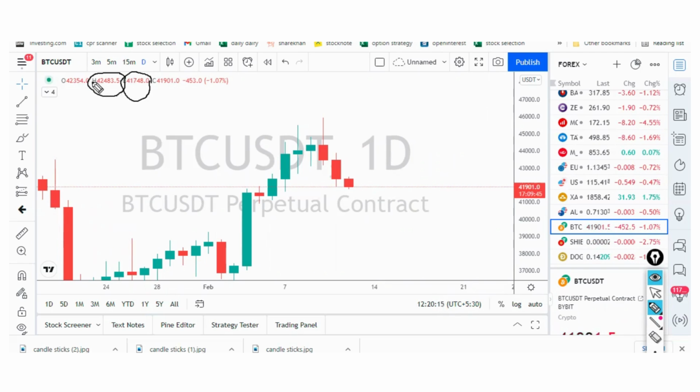The open of the day is 42,354. The market opened here, went up a little, and came down. So this is a red candle. The representation will be either in red color or black color, it's all the same. This is a bearish candle, and this is a bullish candle. Hope you all understood the concept of the candlestick.